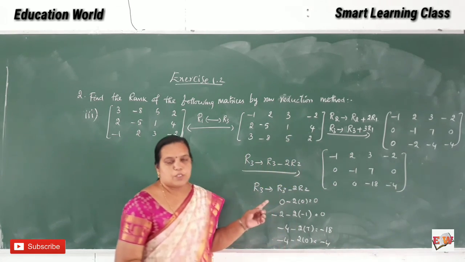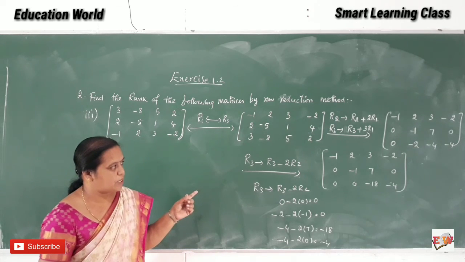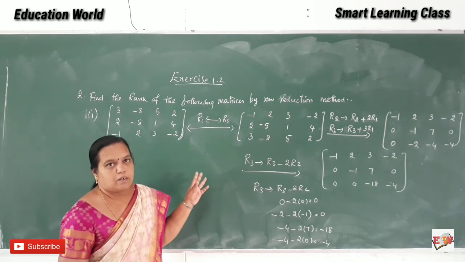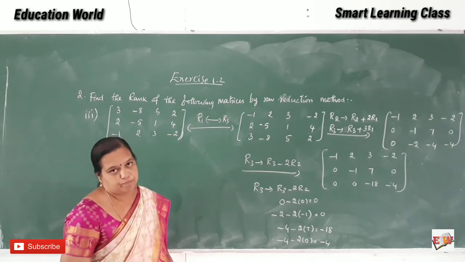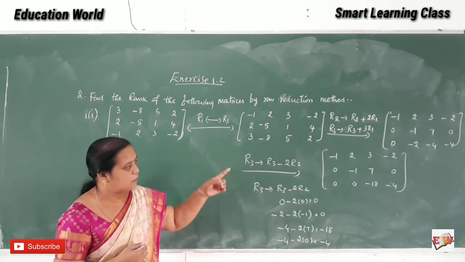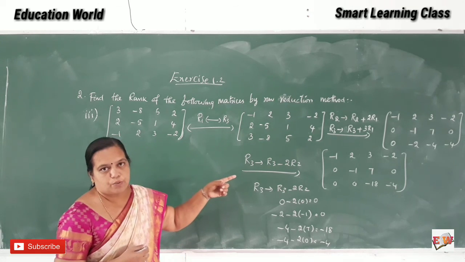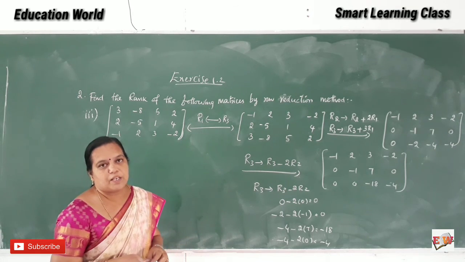So here 1 zero row is there, 2 non-zero rows are there. So the rank of the given matrix is 3. Why? Because 3 rows are non-zero rows. Okay. So the rank of the given matrix is 3.